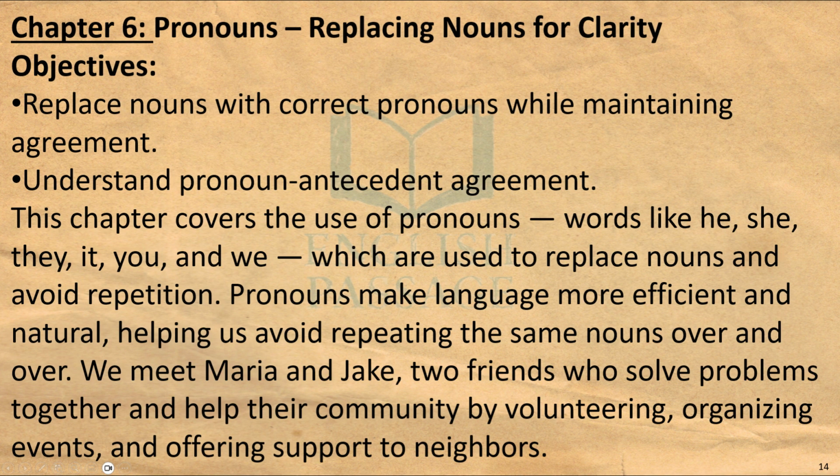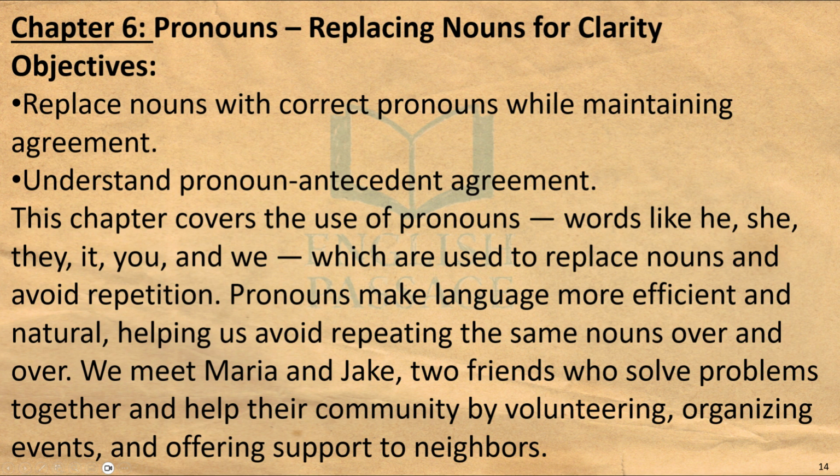Chapter 6. Pronouns, replacing nouns for clarity. Objectives. Replace nouns with correct pronouns while maintaining agreement. Understand pronoun antecedent agreement. This chapter covers the use of pronouns, words like he, she, they, it, you, and we, which are used to replace nouns and avoid repetition. Pronouns make language more efficient and natural, helping us avoid repeating the same nouns over and over.